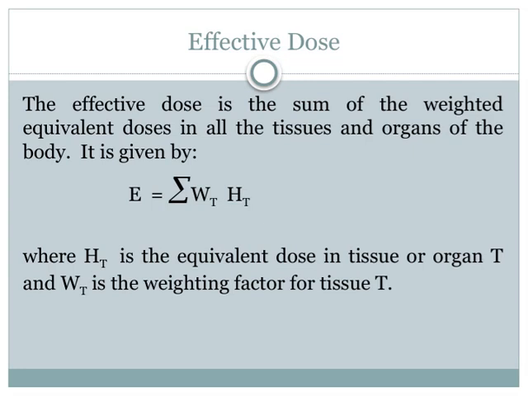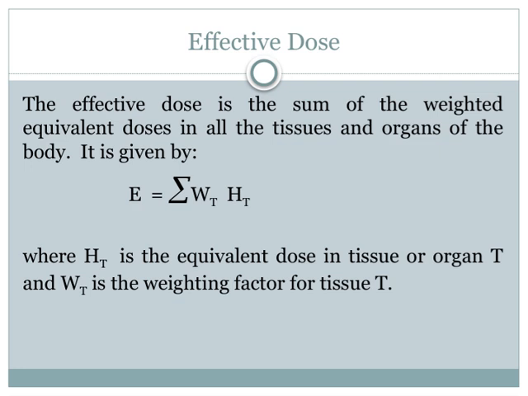The effective dose is essentially the sum of the weighted equivalent doses across all the tissues and organs in the body. It helps us understand the overall risk from radiation exposure. Mathematically, it's given by this formula: E equals the sum over all tissues T of W_T times H_T. Here, H_T stands for the equivalent dose in a specific tissue or organ T, and W_T is the tissue weighting factor for that tissue. The key thing to remember is that not all tissues contribute equally to the overall risk, which is why we weight their doses differently.